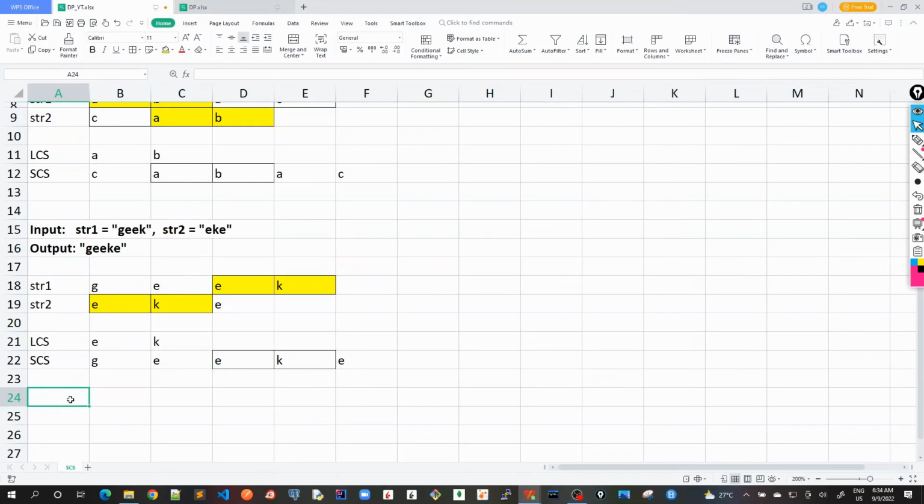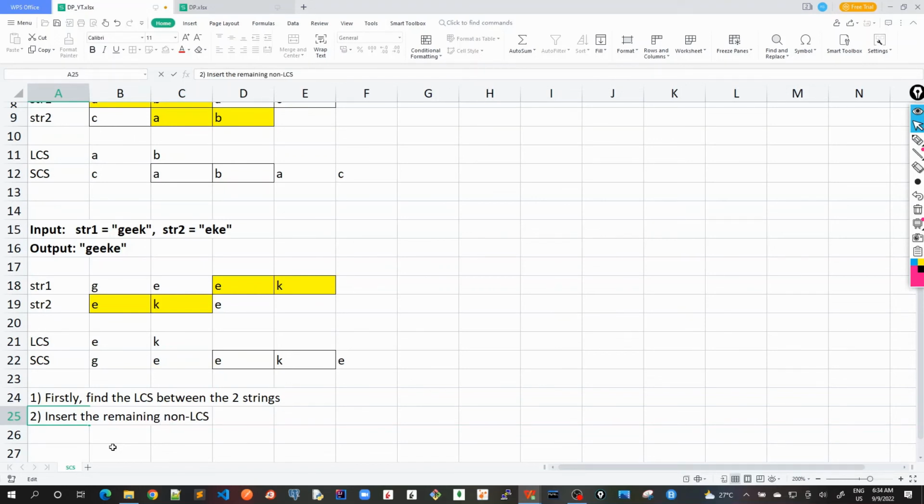So now here we can see one pattern, right? The algorithm we can derive from here is that, firstly, find the LCS, that is the longest common subsequence between the two strings. And then we need to insert the remaining non-LCS characters. Either we can prefix it, or we can suffix it, or we can embed it in between. But the most important thing is that the order should be intact in the original string. So insert the remaining non-LCS characters into the LCS, ensuring the order of the characters in the original string.